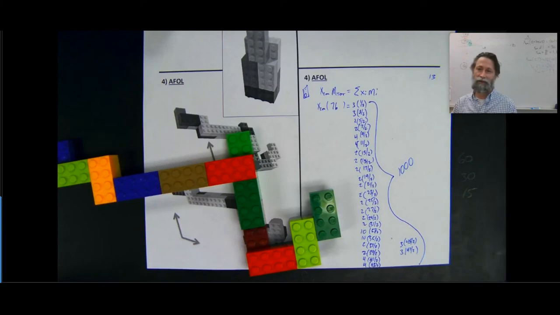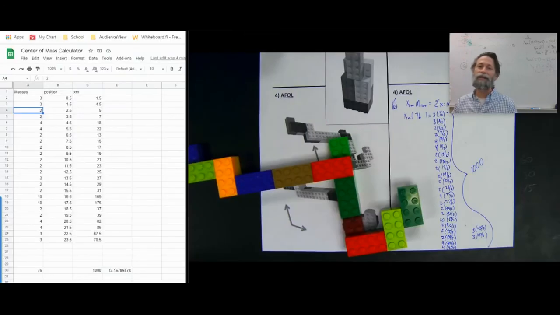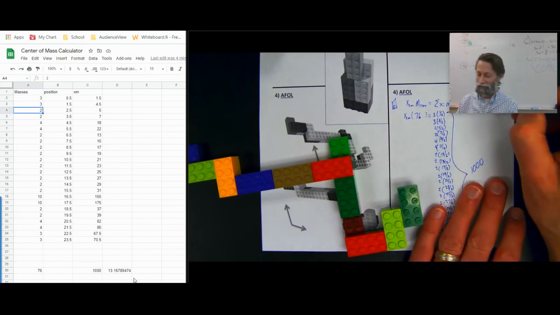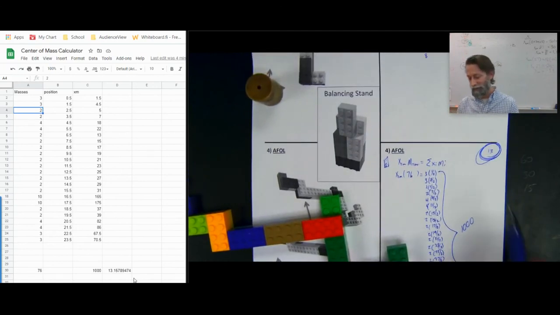Then, if I calculate all of that, I should get a total value of 1,000, assuming that I did that correctly. I know I did that correctly because I used the Excel form that we set up that is summing up the total masses, which are all of those individual columns, 3, 3, 2, 2, 4, 4, all the way down. And then here are all of those half positions. Multiplying the two of those gives us the right side of the equation, divided by the total mass. And notice that I get a value of 13.2, or 13.15. That is super close to the 13 that we said earlier in the problem.